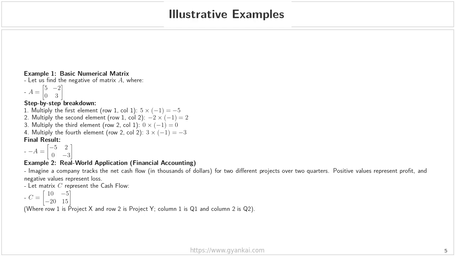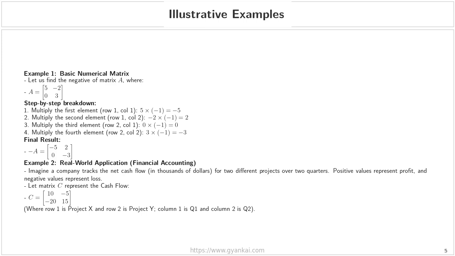To provide more context, let us look at example 2, which demonstrates a real-world application in financial accounting. Imagine a company tracking the net cash flow in thousands of dollars for 2 different projects, Project X and Project Y, over 2 quarters. In this scenario, positive values represent profit, while negative values represent a loss. We can represent this data using matrix C, which contains the elements 10, -5, -20, and 15.